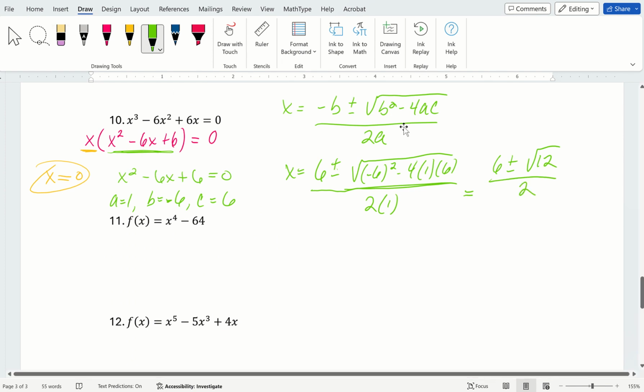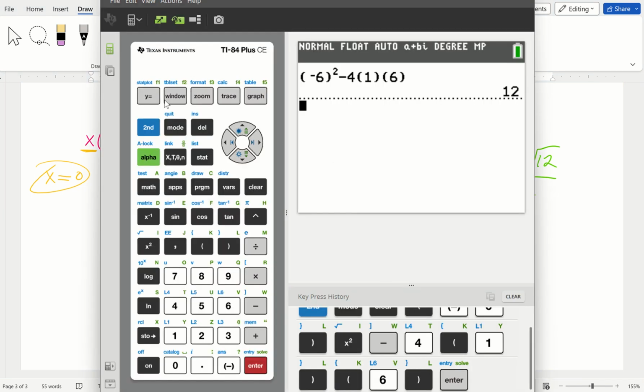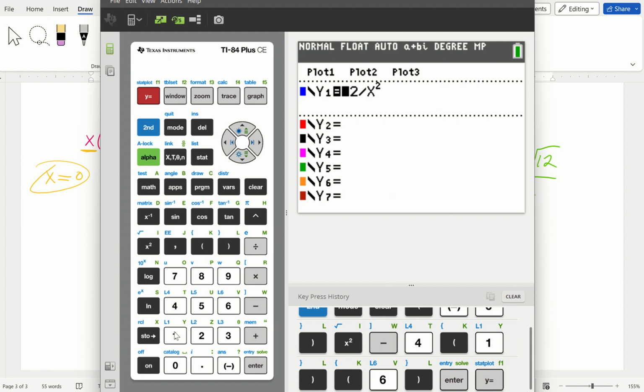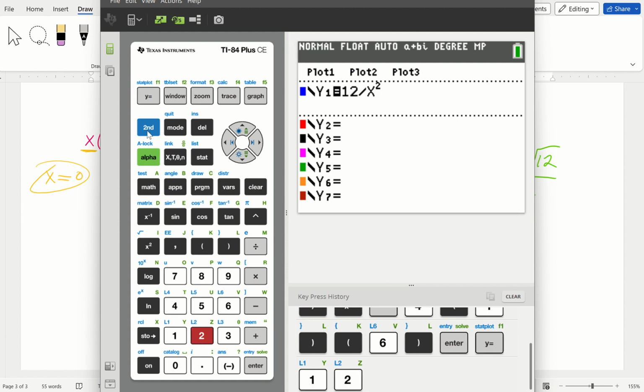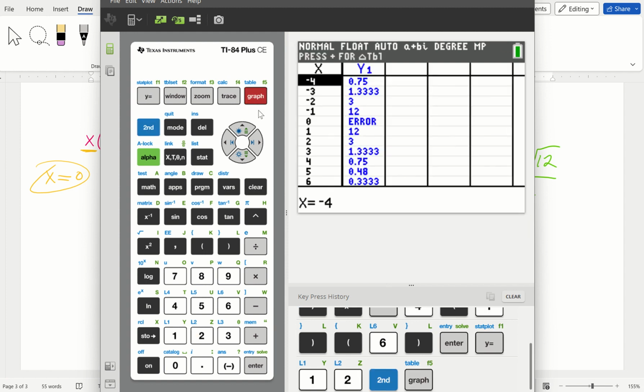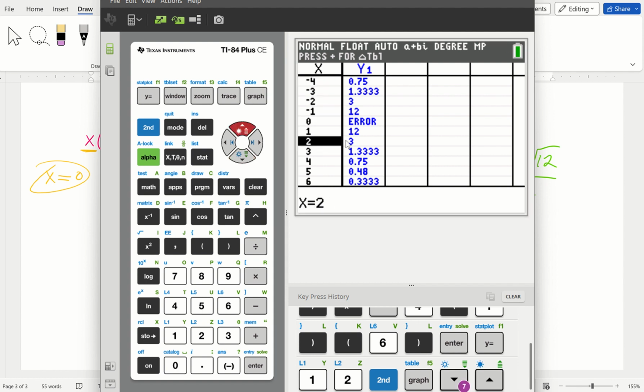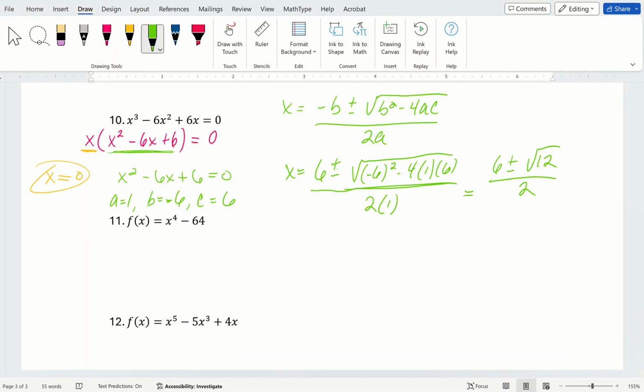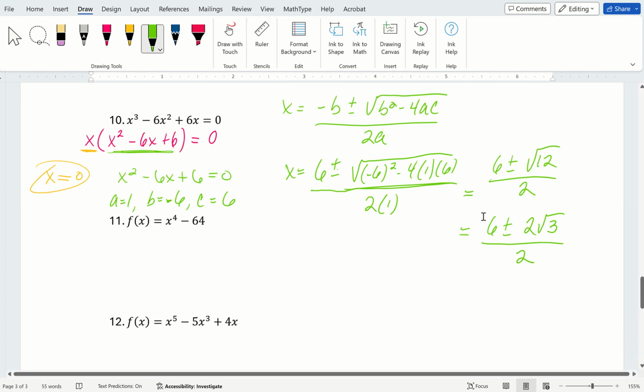Now we have to simplify the square root of 12. I've shown you a trick on your calculator to make that really easy. If you go to your y equals and you do 12 over x squared, and then you go to your table, so second graph, what we're looking for is a pair of whole numbers where the number in this blue column is as close to 1 as possible. So we're left with 2 times the square root of 3. So I'm going to write this as 6 plus or minus 2 times the square root of 3 all over 2. And then this can simplify even further.